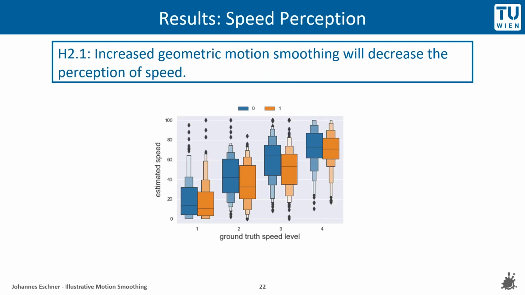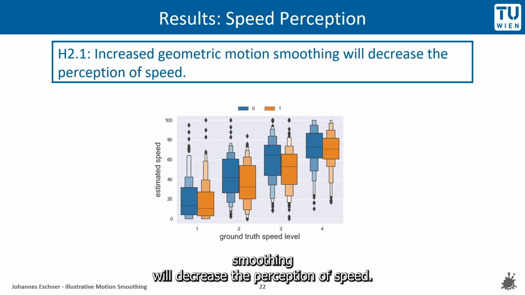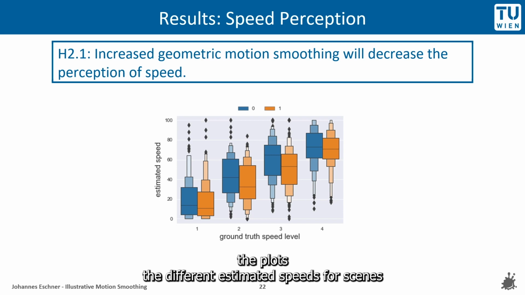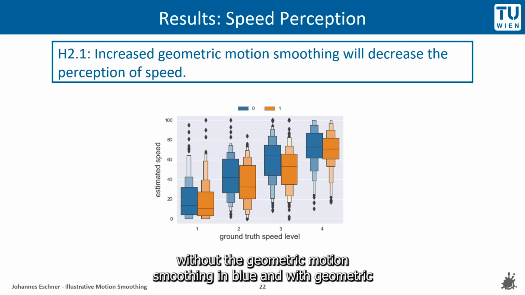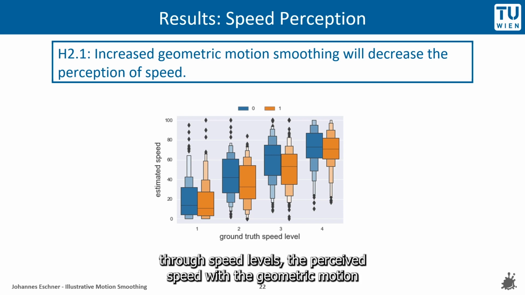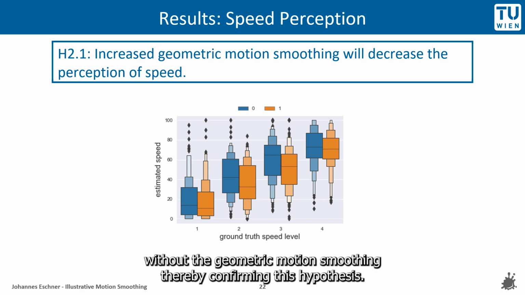For the speed perception, we hypothesized that increasing the geometric motion smoothing will decrease the perception of speed. We can see here in the plot the different estimated speeds for scenes without the geometric motion smoothing in blue and with geometric motion smoothing applied in orange. You can see that for all the different ground truth speed levels, the perceived speed with the geometric motion smoothing applied was lower than the perceived speed without the geometric motion smoothing, thereby confirming this hypothesis.